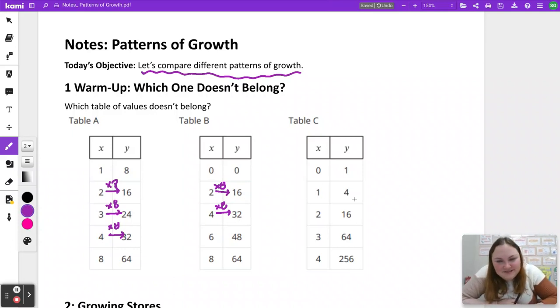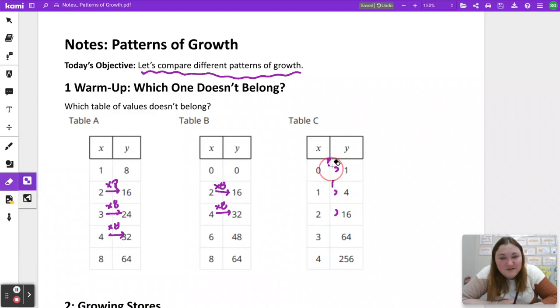However, when I look at table C, I'm noticing we're not multiplying by 8, and it's also not the same number every single time. For example, up here, there's nothing you can multiply by 0 to get to 1, and then there's different multiplication problems for all of these. So we could say this last table doesn't belong with the others because it's the only table where we're not multiplying x by 8 to get to y.